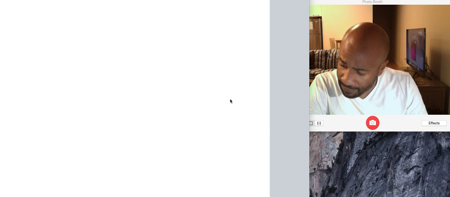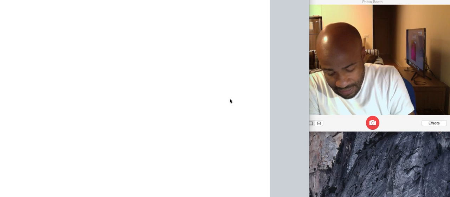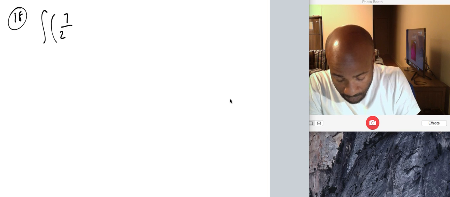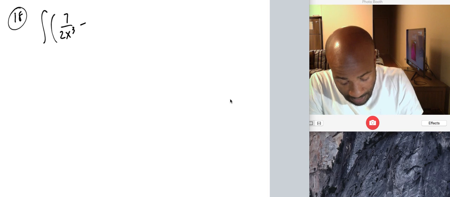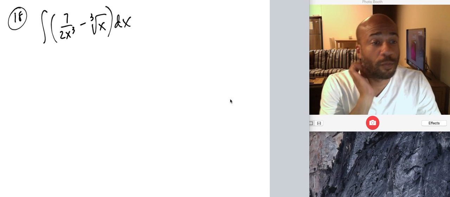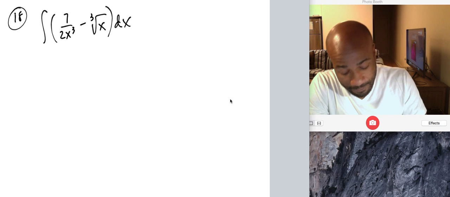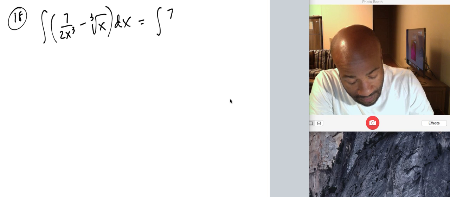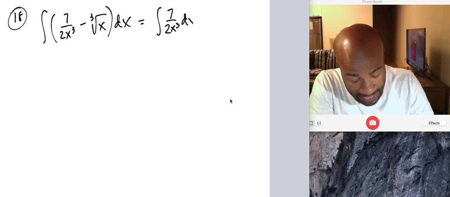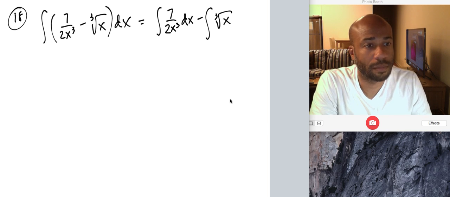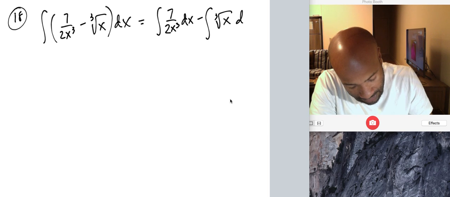So another one that I've done was, okay, I did number 18. So this one is the integral of 7 over 2x cubed minus the cubed root of x dx. I have a few properties here that I want to take care of, and the first thing that I want to do is break up the subtraction into separate integrals. So I have 7 over 2x cubed dx minus the cubed root of x dx.